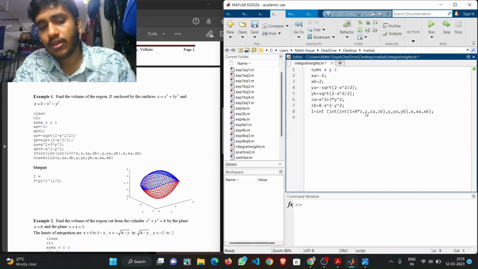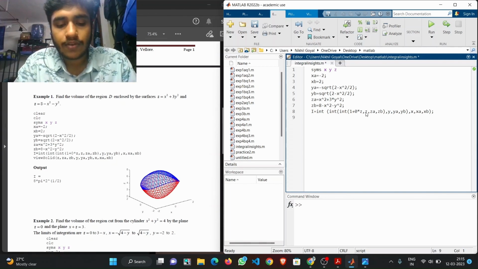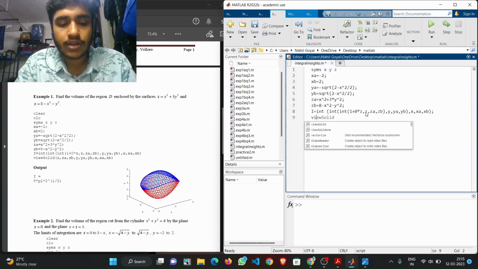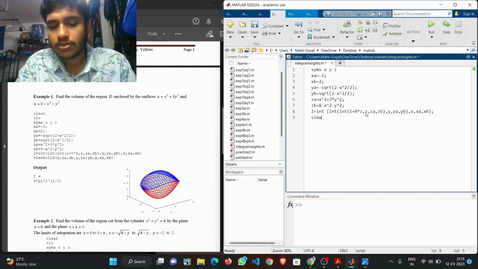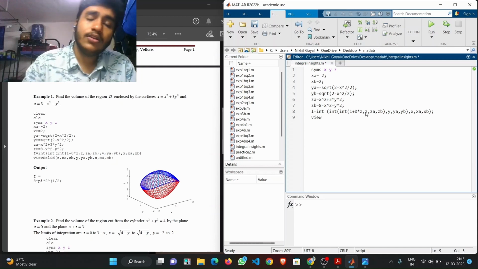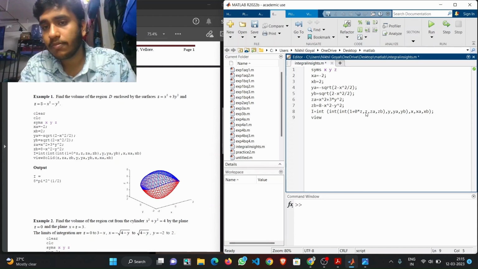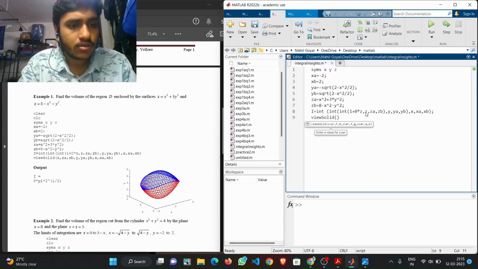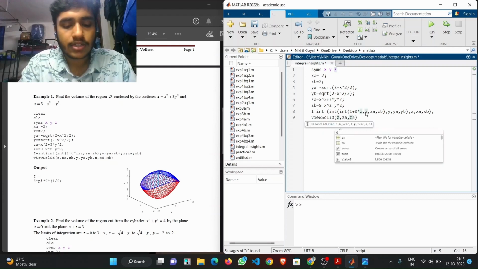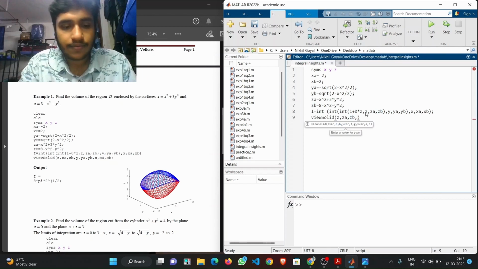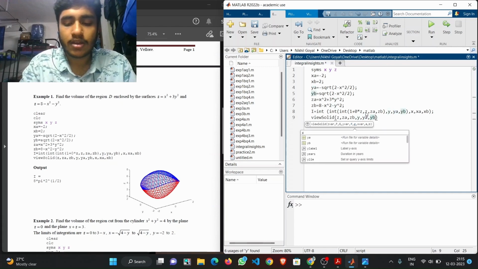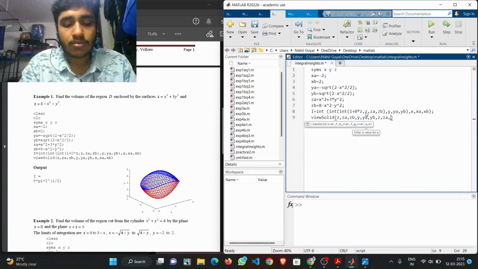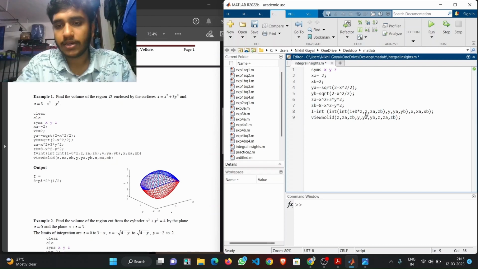Now for viewing the graph, viewing the solid, we need to use a function called viewsolid. Viewsolid.m is a file which should be stored in the folder in which this integral_insights.m file is stored. We write viewsolid, then phi, then the y lower limit and upper limit, that is ya comma yb, comma z, comma za, comma zb, and then terminate the line.